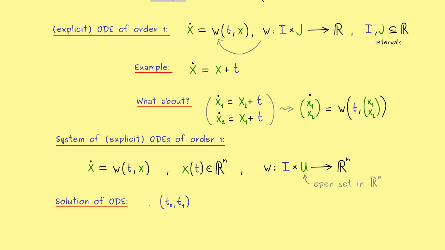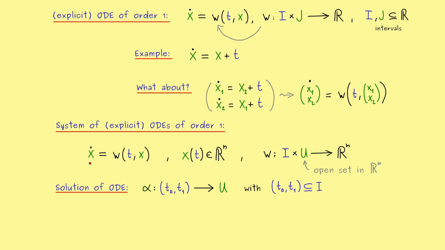So this is an open interval, and now the solution function we could simply call alpha. So alpha is defined on this interval and it maps into Rn. More precisely, it has to map into the subset U. Simply because we want to put it into our function w in the second component, and then it should be well defined.